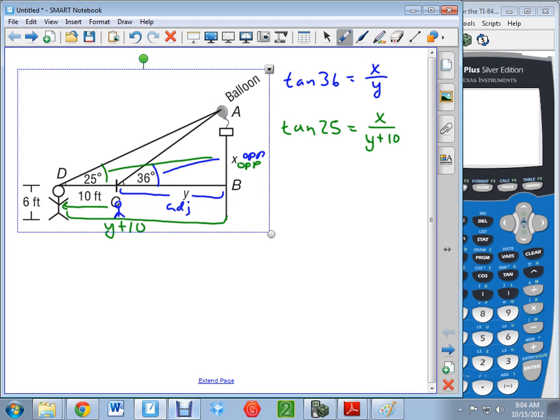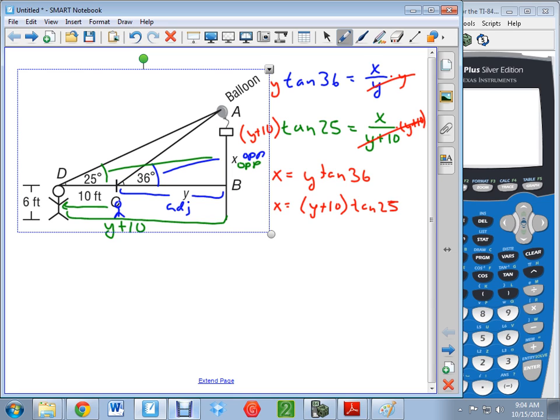Now, this is a system of equations. What I want to do is get both equations solved for one variable. In this case, it's really easy to solve them both for x. I multiply the top one by y on both sides, and I get x is equal to y times the tangent of 36. Then for the second equation, similarly, I need to multiply both sides by the bottom of the equation, which in this case is y plus 10, and then I will have my new equation, which is going to be x is equal to y plus 10 times the tangent of 25.